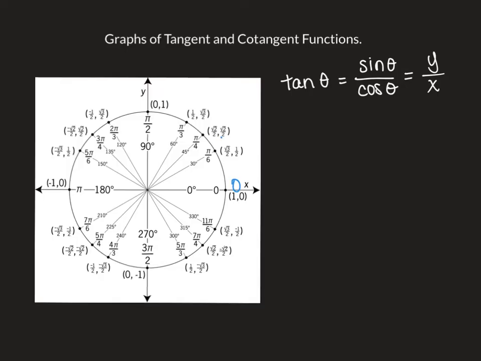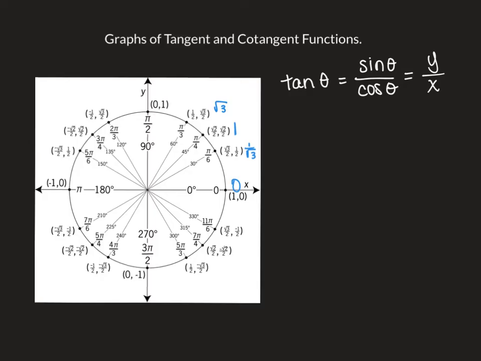Tangent of pi fourths would be square root of 2 over square root of 2, which would just give us 1. And those two are some of the easier tangent values to calculate, but tangent of 30 degrees or pi sixths would be 1 over square root of 3, or square root of 3 over 3. And then tangent of 60 degrees or pi thirds would just be square root of 3 over 1, which is just square root of 3.